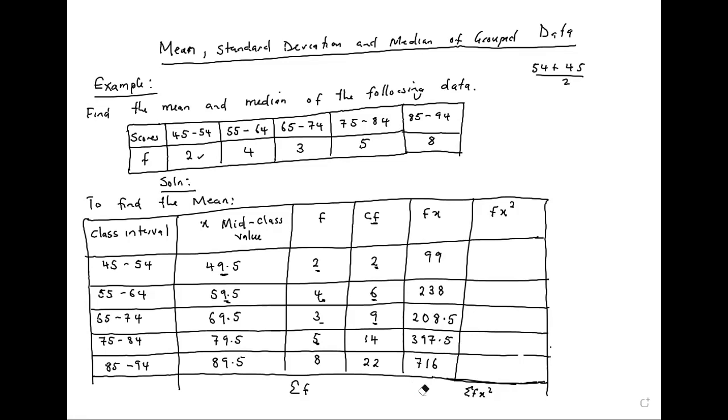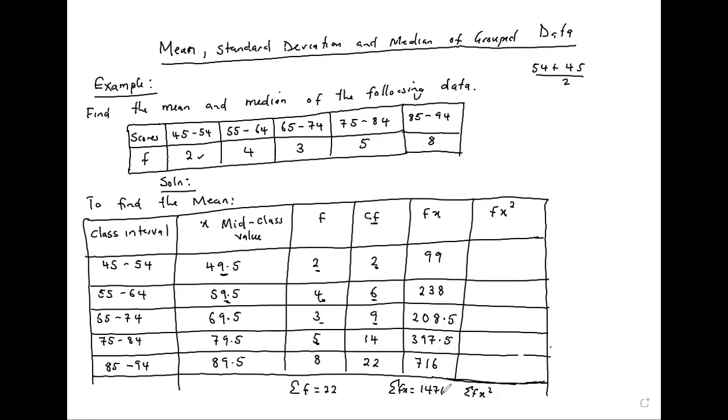And then we add all this to get the sum, which is down here. In fact, we'll start the addition with the frequency first. You add all the frequencies, you'll get 22 here. Then we add also the fx to get the sum of fx. We add 99 + 238.5 + 397.5 + 716. We get 1471.